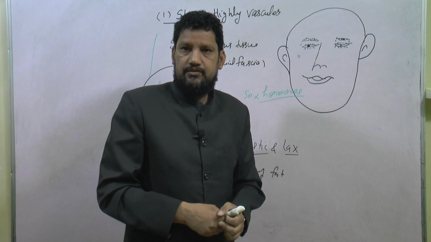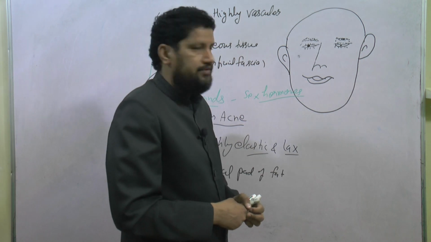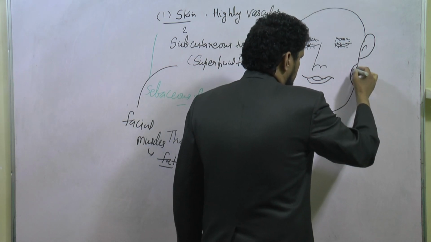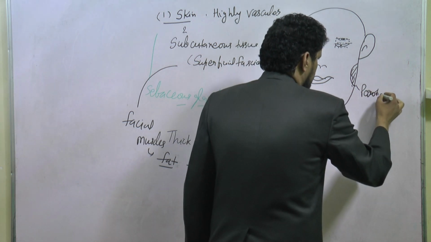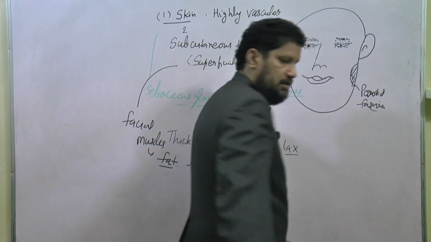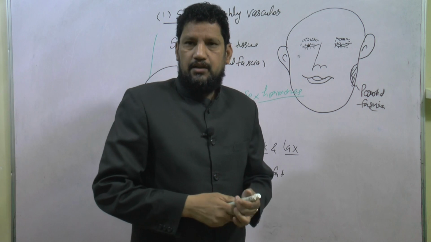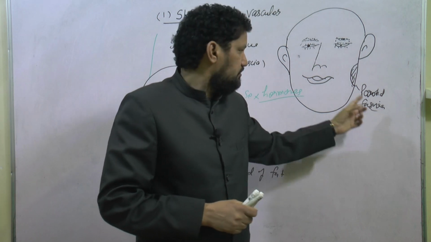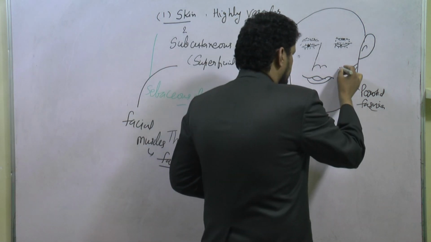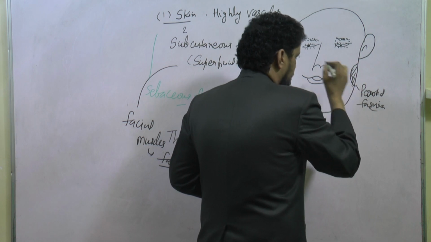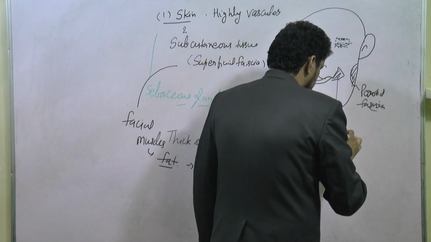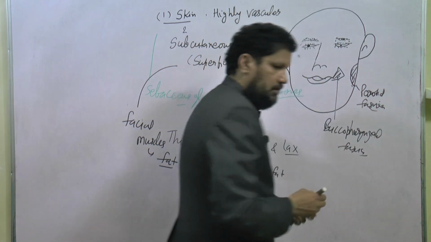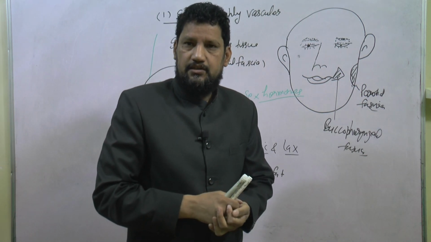When we see the deep fascia of the face, the deep fascia is not seen in the face, only in some regions, the region of the parotid. The parotid fascia is a layer of deep fascia, a continuation of the investing layer of the deep fascia of the neck. Deep fascia is also seen in the region of the buccinator muscle, the buccopharyngeal fascia. This buccopharyngeal fascia also covers the superior constrictor muscle of the pharynx.